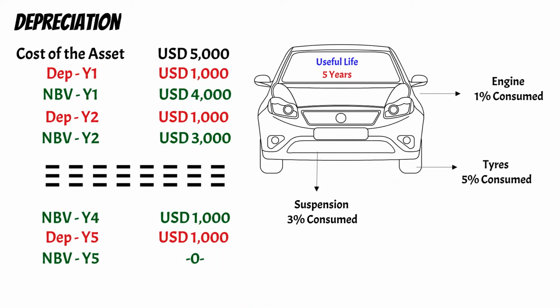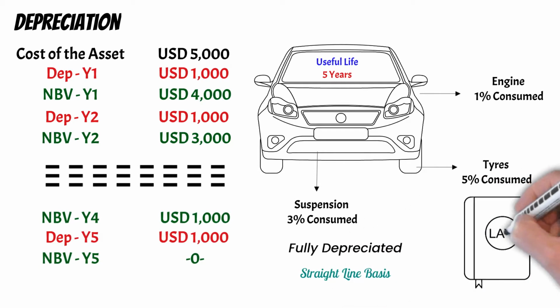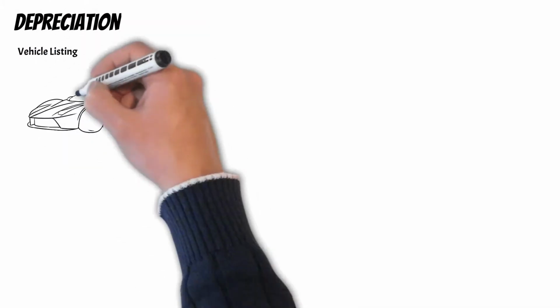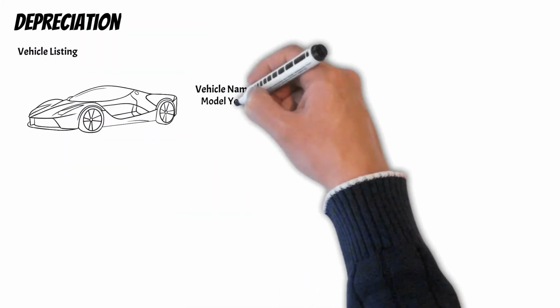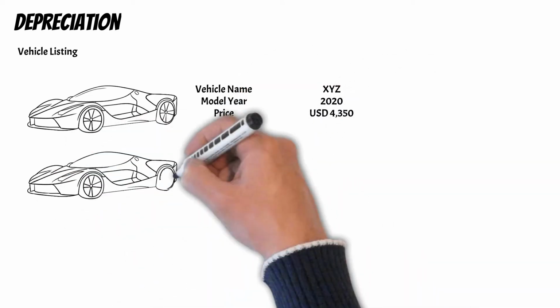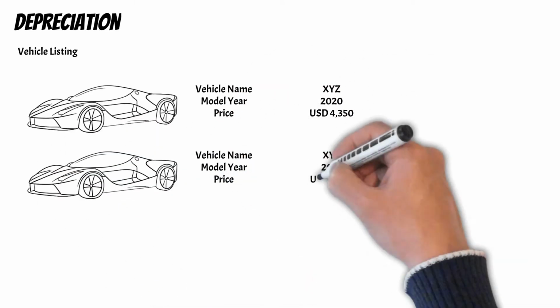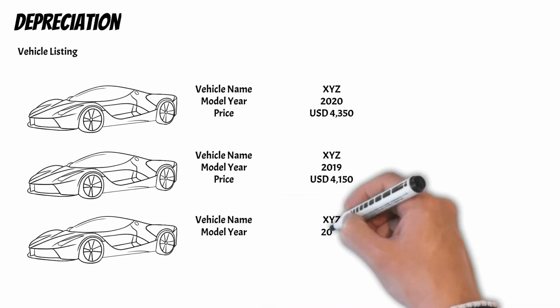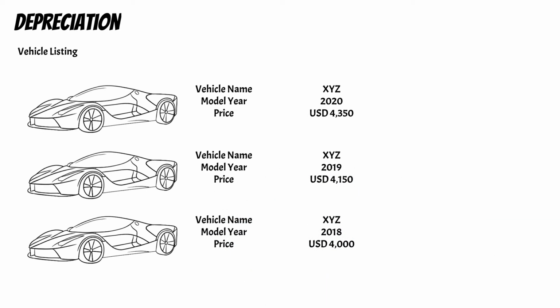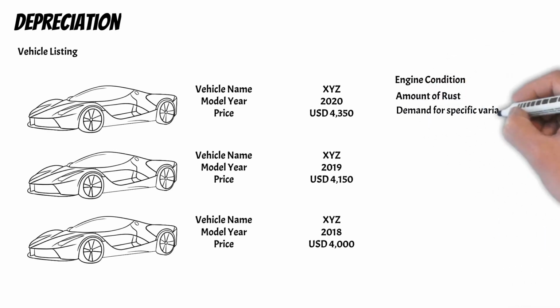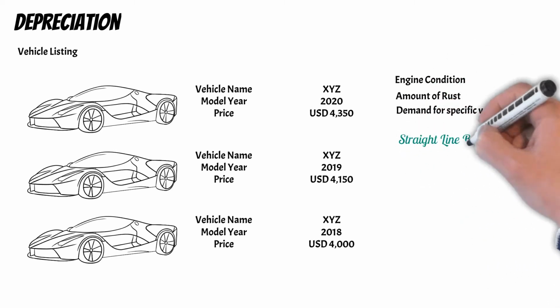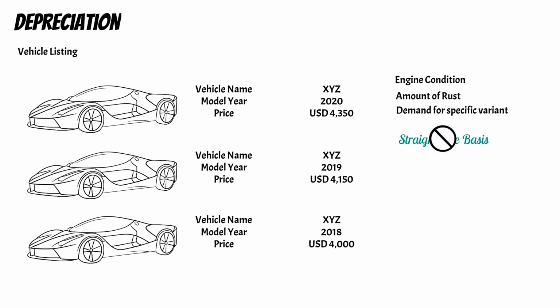Now, this means that the asset is fully depreciated at the end of the useful life in straight line basis method. That may be the case when there is a regulatory requirement to scrap the asset after 5 years. It's really not the case for most assets in life. If you look at the local car listing, you'll find that a year-old vehicle is listed for $4,350, 2-year vehicle is listed for $4,150, and 3-year vehicle is listed for $4,000. Now, the above price may be reflective of a lot of factors, but one thing is for sure, there is no straight line depreciation in most cases in life.